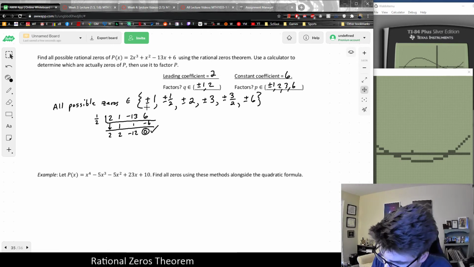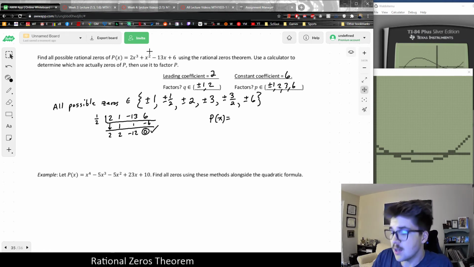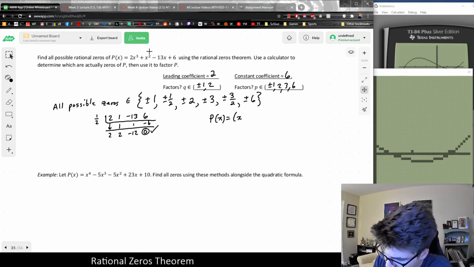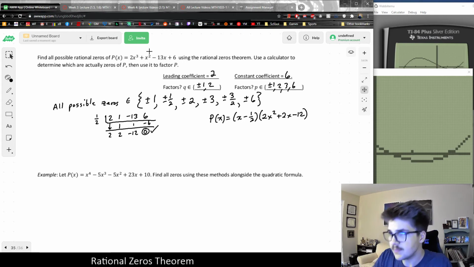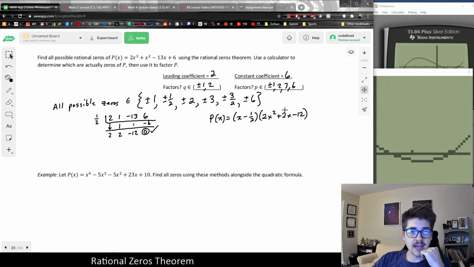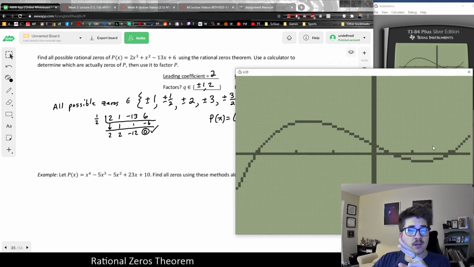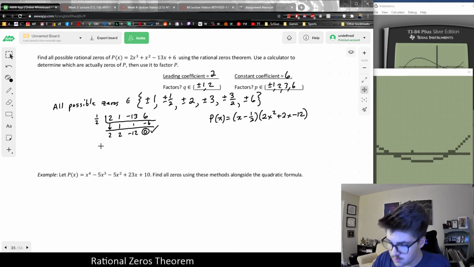And also, what does that mean about the factorization of my original polynomial p of x? Well, x minus 1/2 is a factor of that. And what will be left over from that is 2x squared plus 2x minus 12 after all is said and done. And then, I have other zeros such as 2 and -3. We could try those as well. Let's just try -3 arbitrarily.